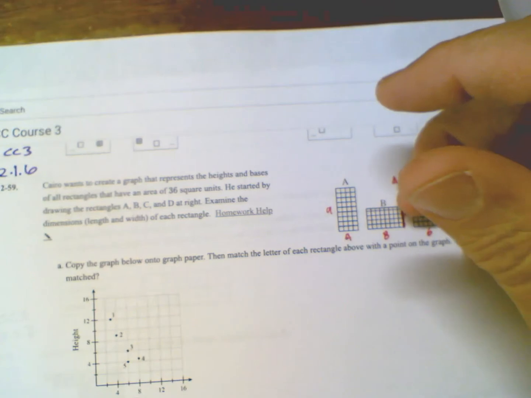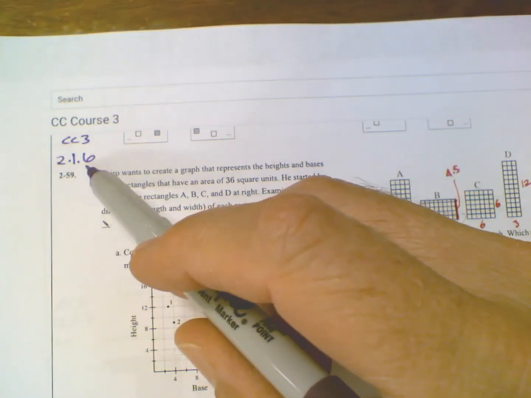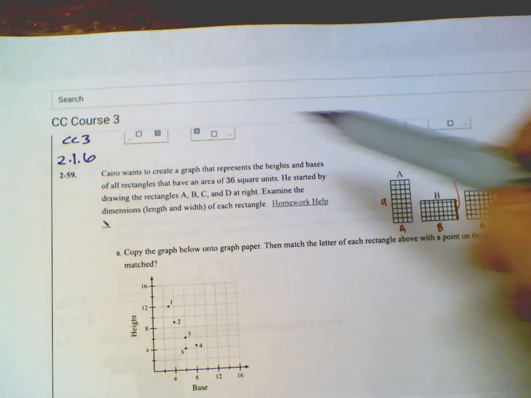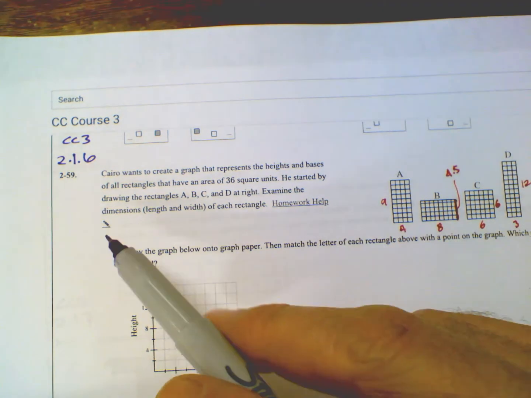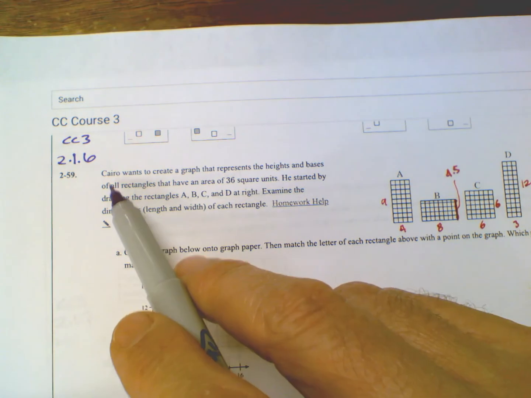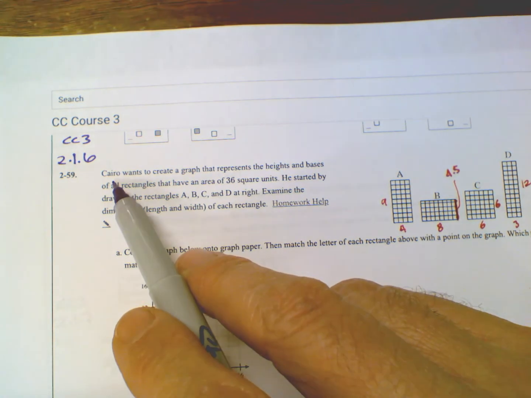So I'm going to look at CC3, section 2.1.6, number 2-59. Okay, so we've got a situation where we have our rectangles. Let me just read this and we'll go from there.